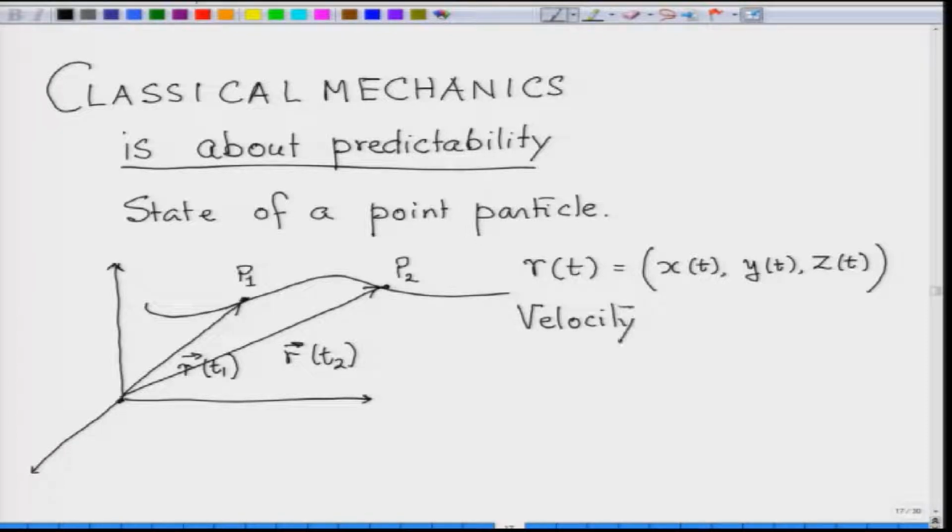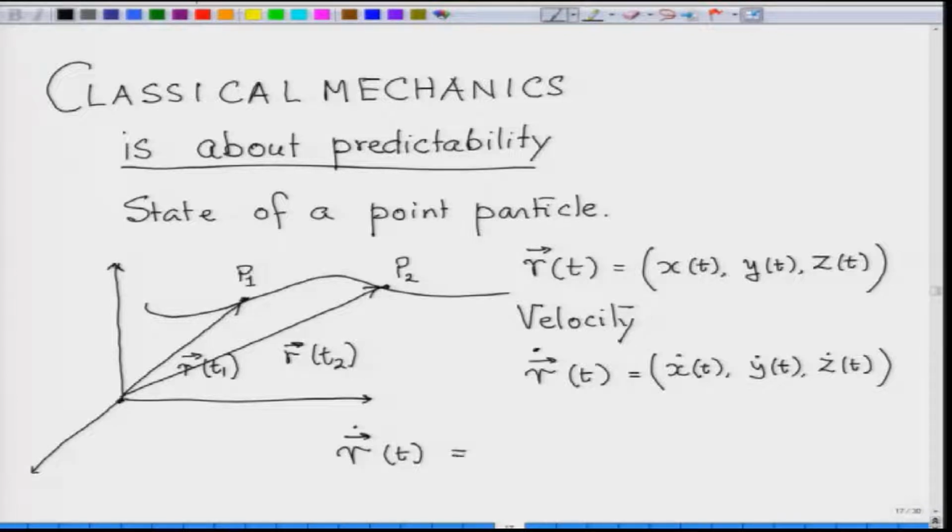What is velocity? Velocity is nothing but the time derivative of the vector r(t), which we can write as r dot (t), which is the vector (x dot(t), y dot(t), z dot(t)). Of course, you can also write this r dot(t) as x dot(t) i vector plus y dot(t) j vector plus z dot(t) k vector.